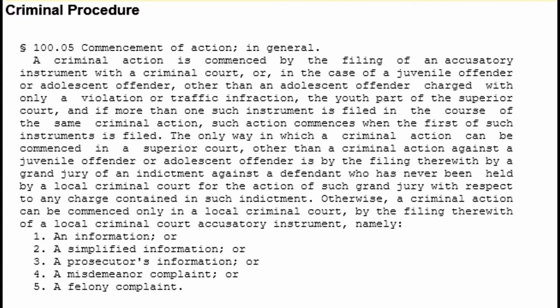So a criminal action is commenced by filing an accusatory instrument with a criminal court, or in the case of a juvenile offender or adolescent offender, other than an adolescent offender charged with only a violation or traffic infraction, the youth part of the superior court. And if more than one such instrument is filed in the course of the same criminal action, such action is commenced when the first of such instruments is filed. So basically, when you file your first criminal complaint, that's the order. I guess it's just more language to confuse you.